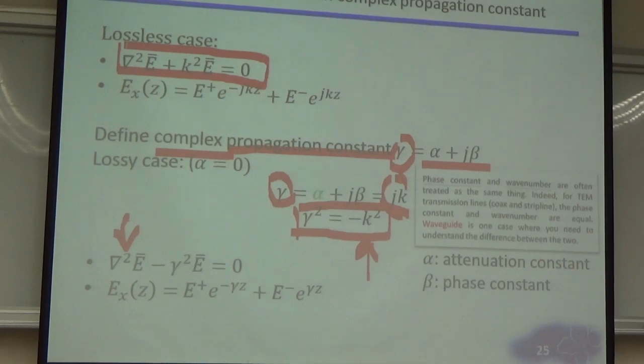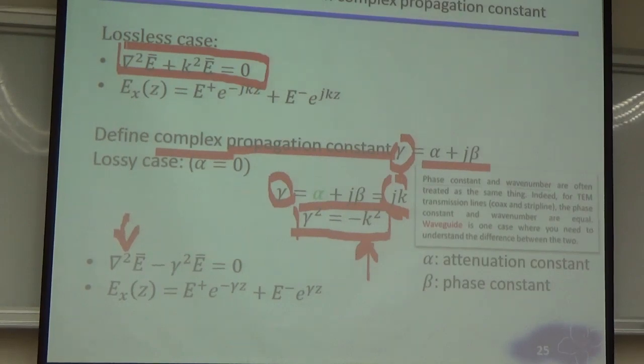When will you see different? They are different. Well, they will be different in chapter 3. In chapter 2, maybe they are still the same. Beta and k, they are the same thing. For different types of transmission line, beta is different.